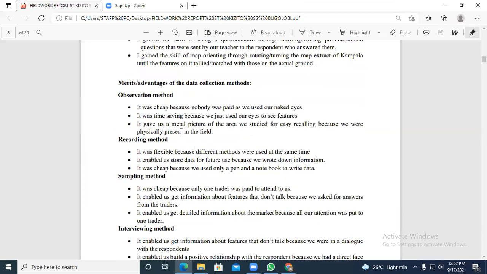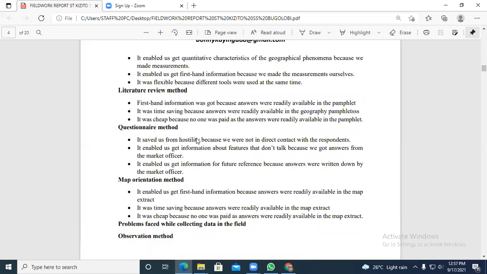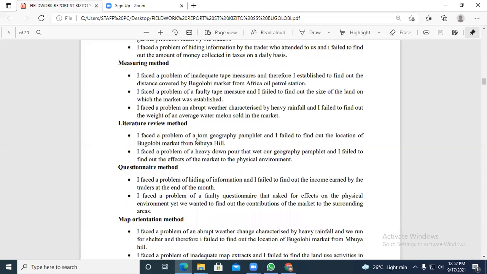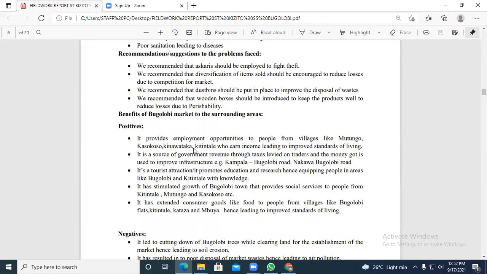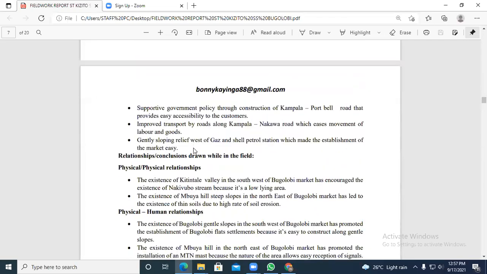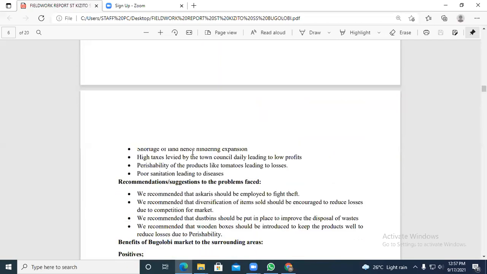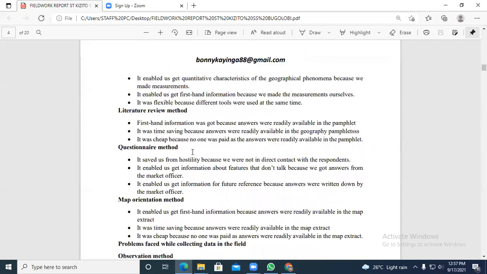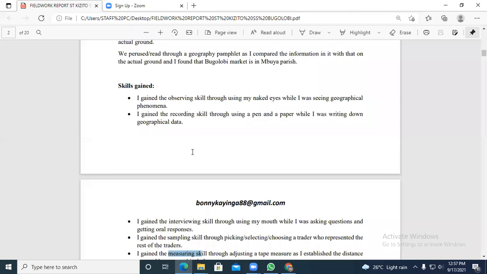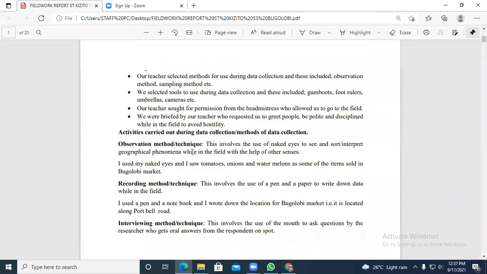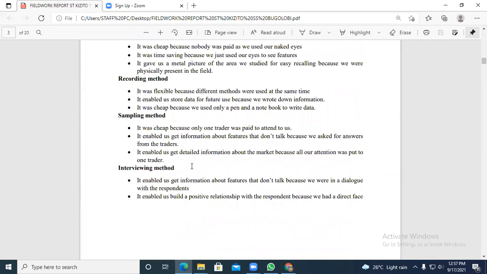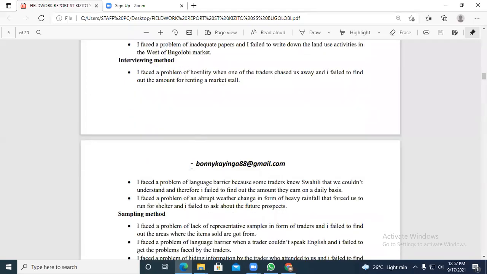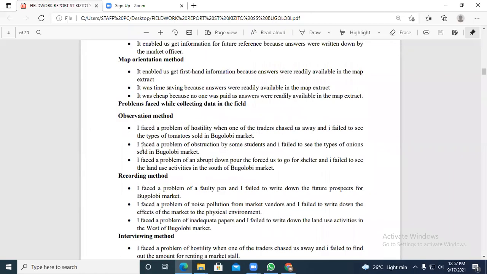Yes. Good. Now, after that, we go to what we call the problems faced while collecting data. We are saying that for the problems faced while collecting data, you should give geographical problems rather than personal problems.